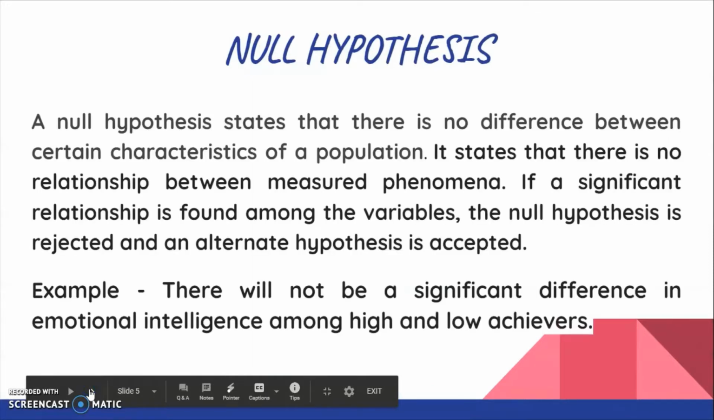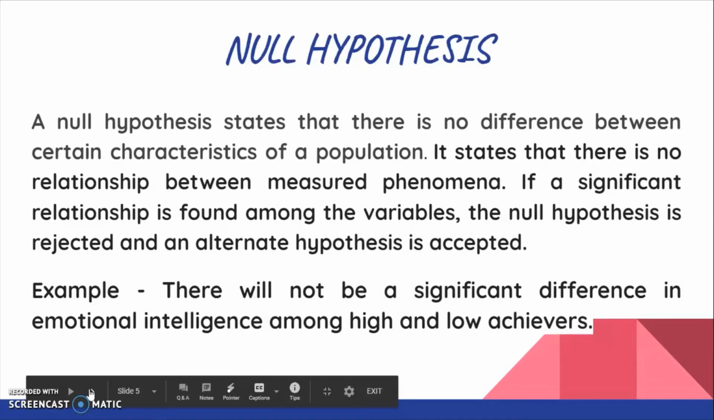What's a null hypothesis? A null hypothesis states that there is no difference between certain characteristics of a population. It states that there is no relationship between measured phenomena. If a significant relationship is found among the variables, the null hypothesis is rejected and an alternate hypothesis is accepted. So this is what a null hypothesis is. For example, there will not be a significant difference in emotional intelligence among high and low achievers.